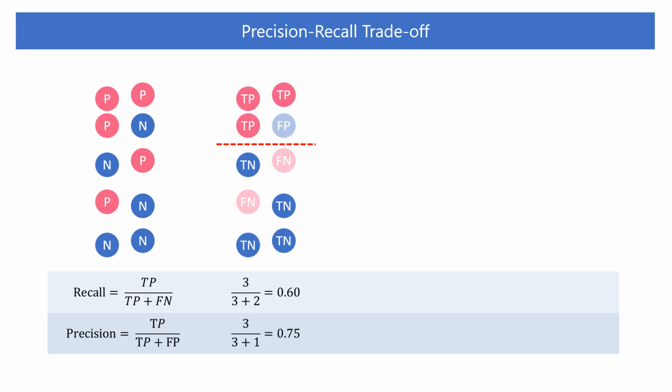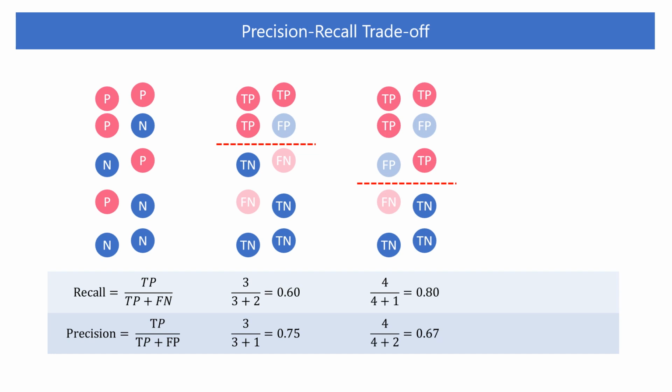First, let's draw the boundary line at this position. Recall and precision are calculated to be 0.60 and 0.75, respectively. Next, let's move the boundary line downward a little. Compared to the previous case, the number of cases classified as positive has increased a little. In other words, this model is more likely to classify each case as positive than the previous model.